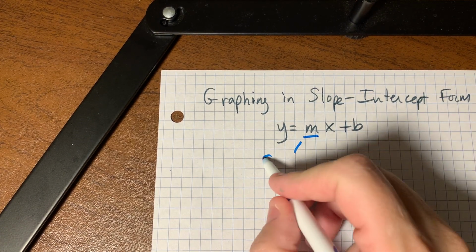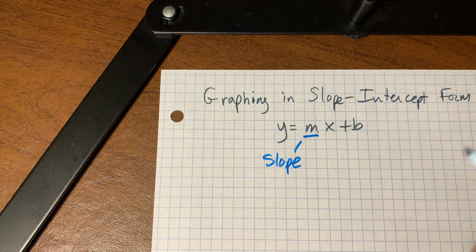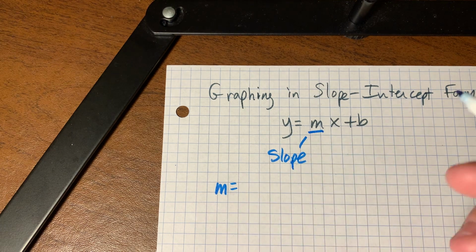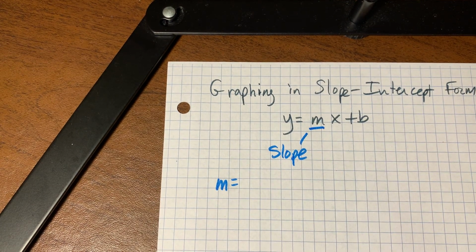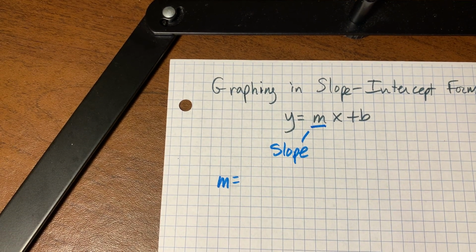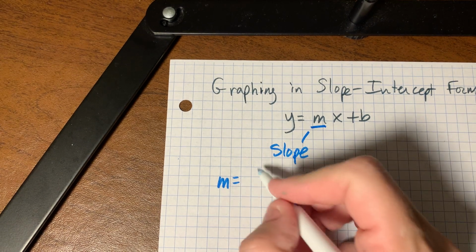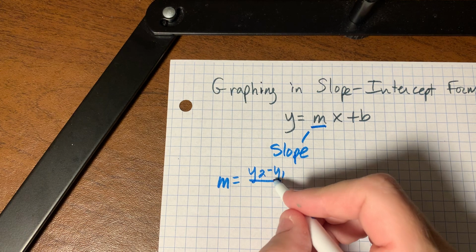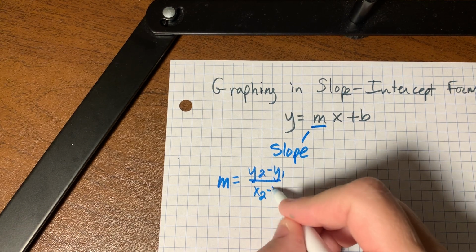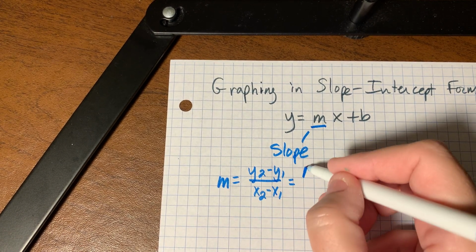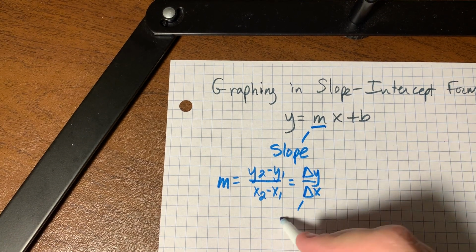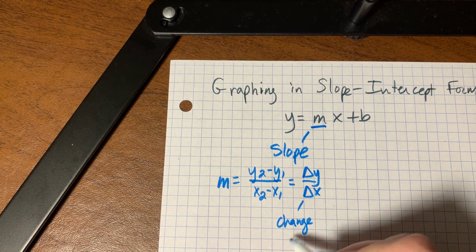M, remember, is the slope. And we have lots of ways to think about slope. Slope is used a lot throughout math courses, so it's really important that you understand about lines here. So the good old slope formula is to subtract the y values and divide it by the difference of the x values. Sometimes we say delta y over delta x. Delta is a Greek letter. It means change in.